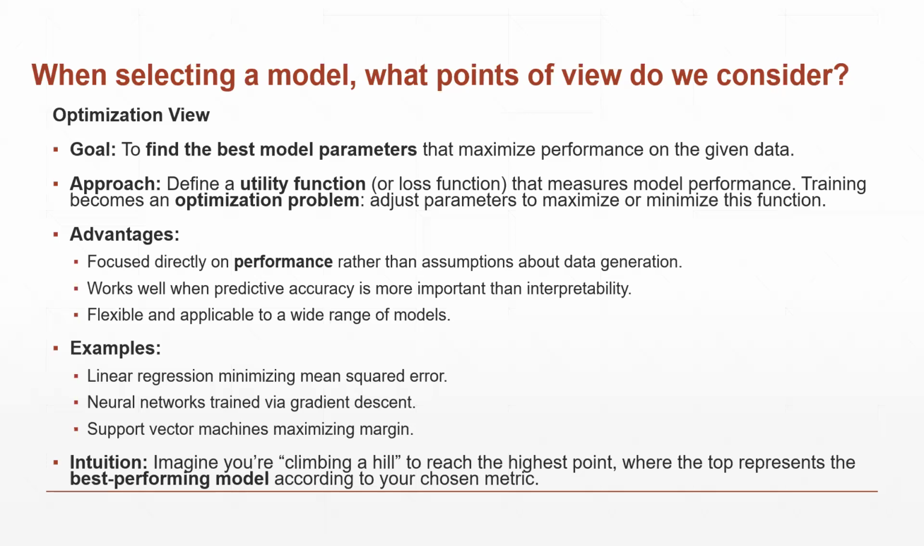Intuitively, you want to imagine you're climbing a hill and you want to reach the highest point. You don't really care how you get there. You just want to get to the top. The top, in this example, is the best performing model, according to whatever your chosen metric is. And so those are the two points of view that we want to consider when we select a model.